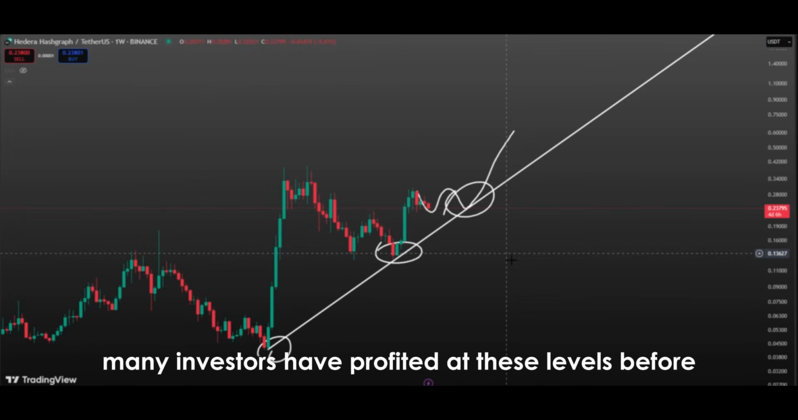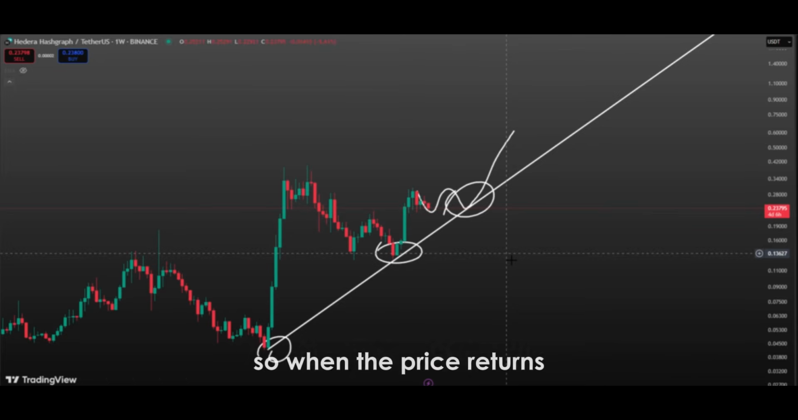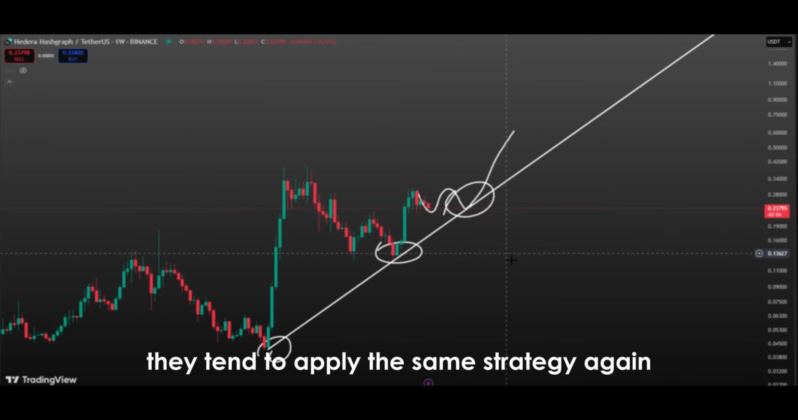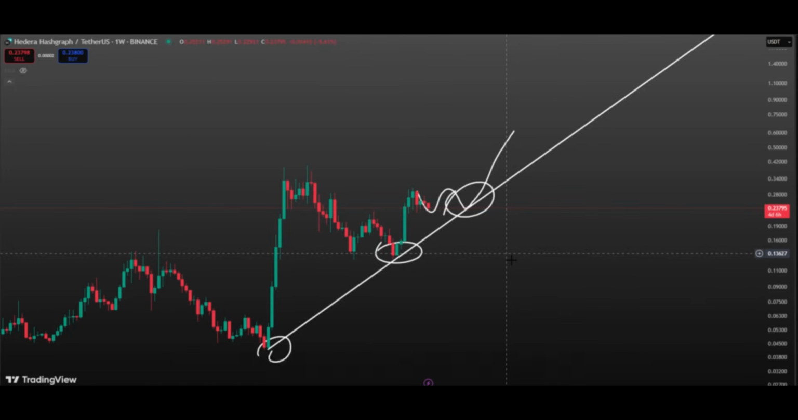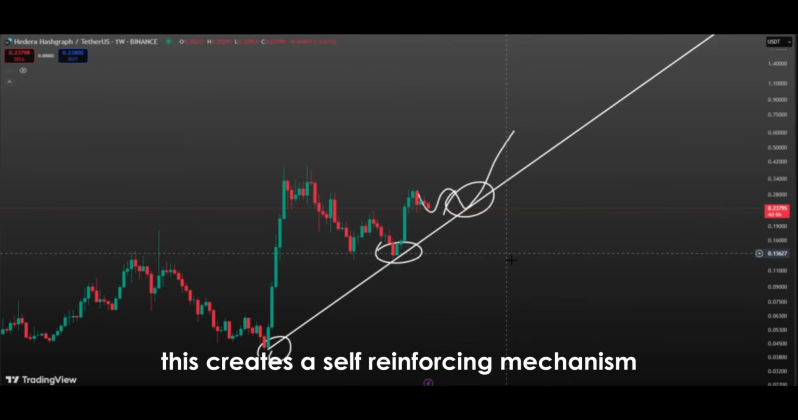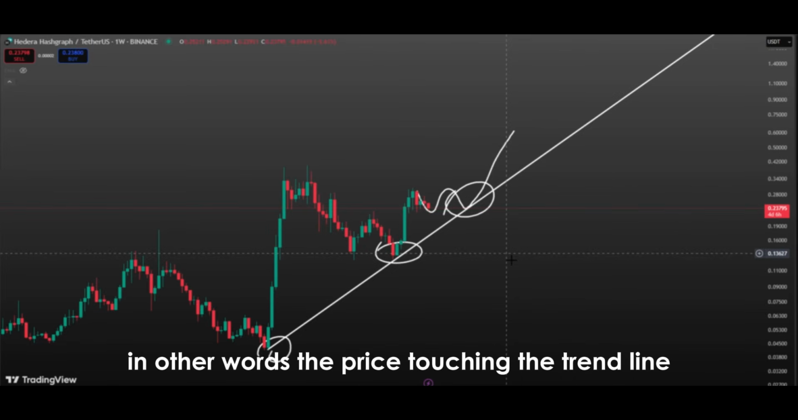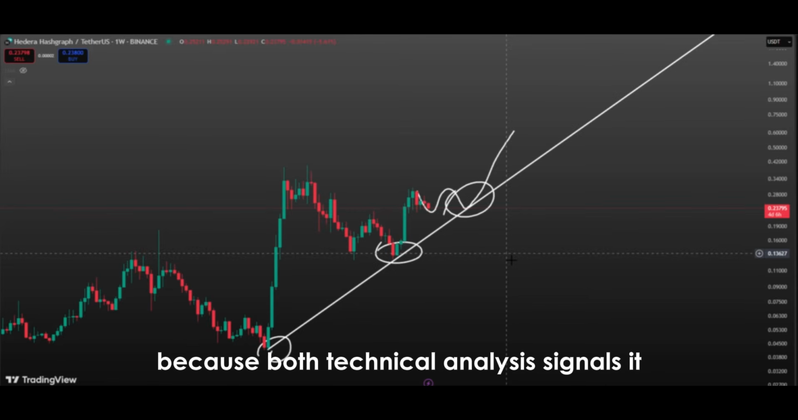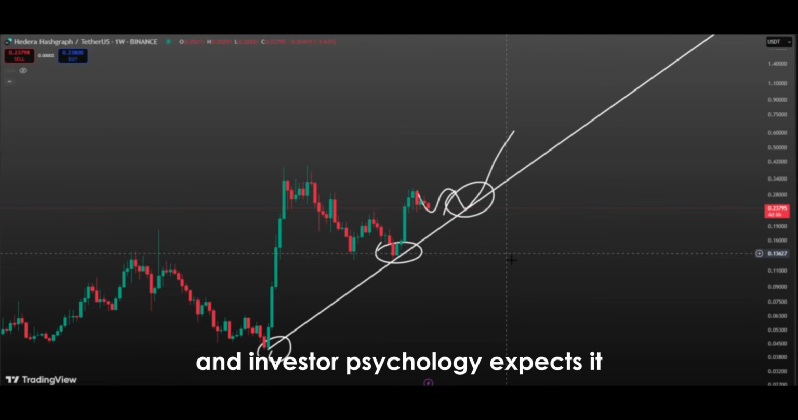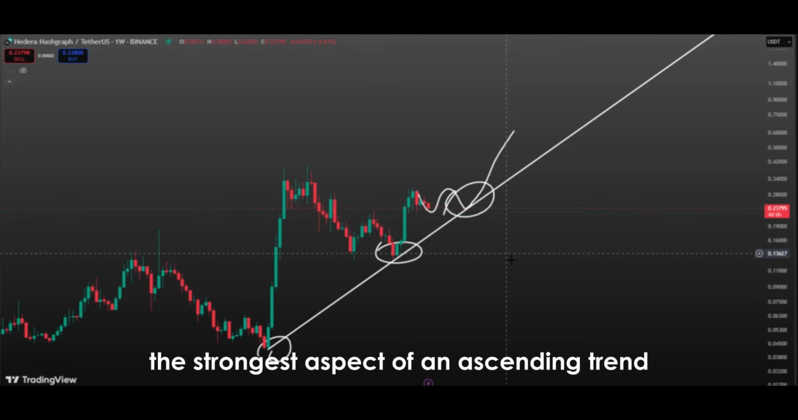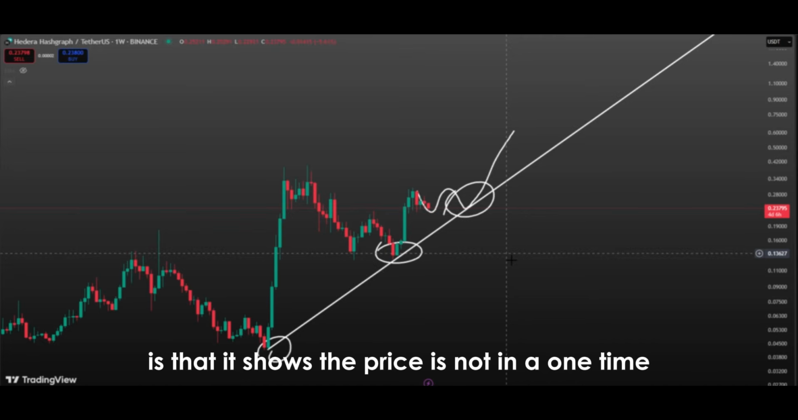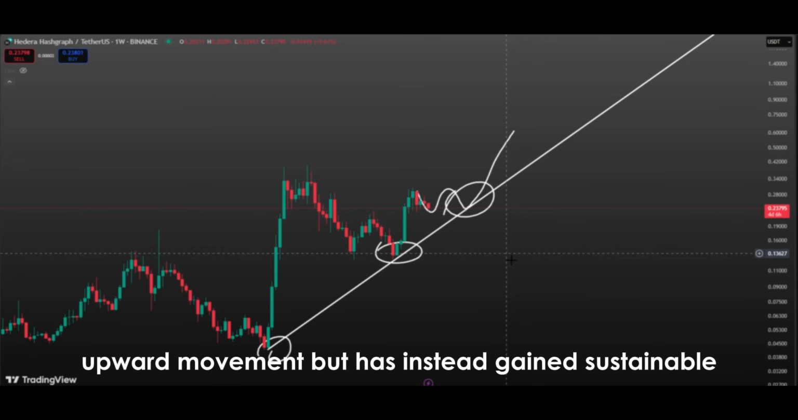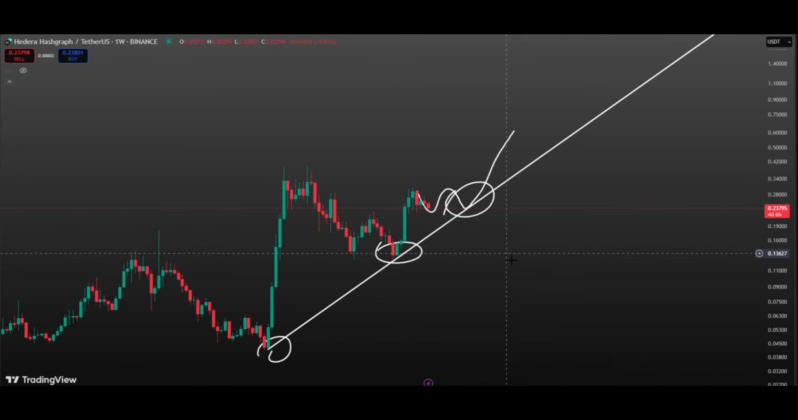Many investors have profited at these levels before, so when the price returns, they tend to apply the same strategy again. This creates a self-reinforcing mechanism. In other words, the price touching the trend line has the potential to react upward again because both technical analysis signals it and investor psychology expects it. The strongest aspect of an ascending trend is that it shows the price is not in a one-time upward movement, but has instead gained sustainable momentum.